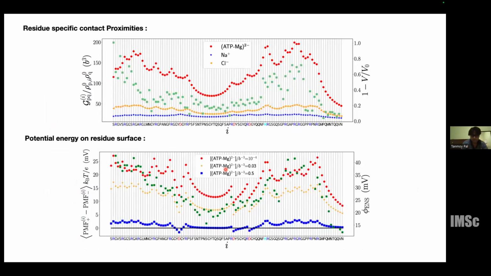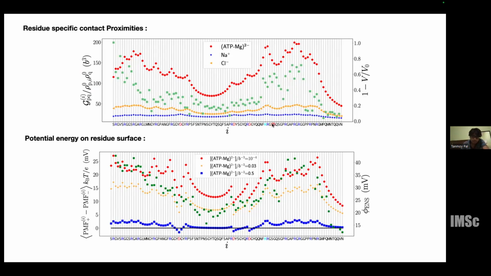Not only that, in the experiment, they can actually compute how likely the ATP-magnesium complex is to interact with a specific amino acid residue in the Caprin-1 sequence. The green squares are the experimental data. In our simulations, we can compute an equivalent quantity, which is an integrated correlation function, and our results are shown with red circles. We didn't attempt to match it quantitatively, but the trends are very similar.